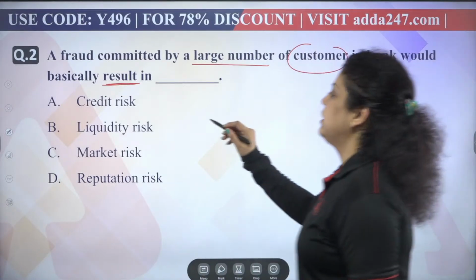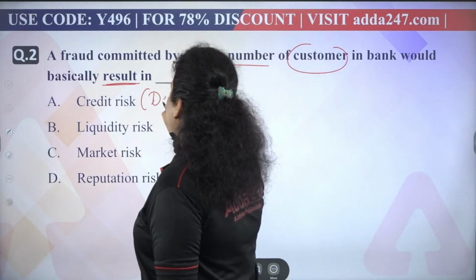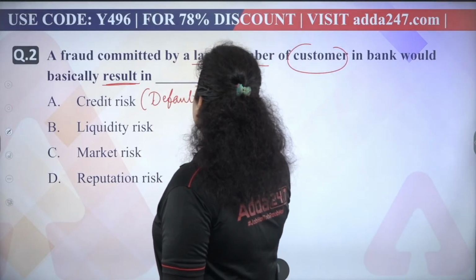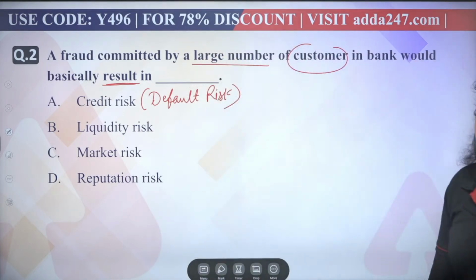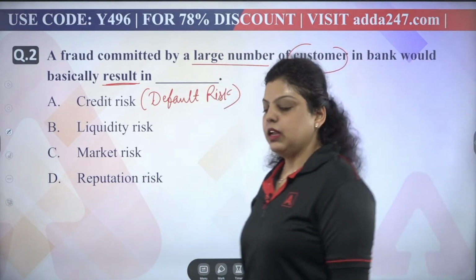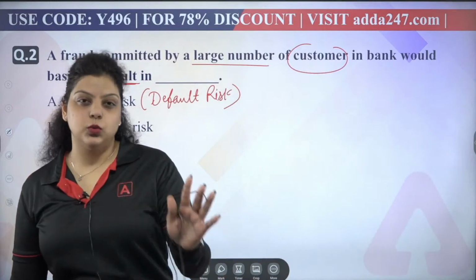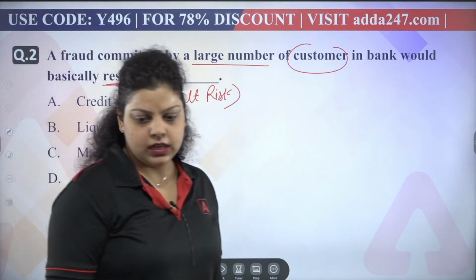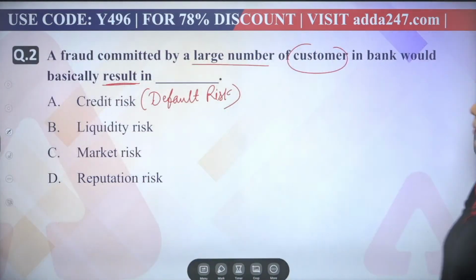If we talk about credit risk, it is also known as default risk. Those candidates who are live in the session, do like the session once. Second is A and D. A, D and B, 3 options are coming.